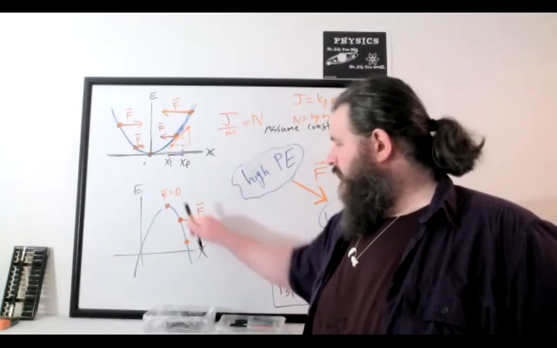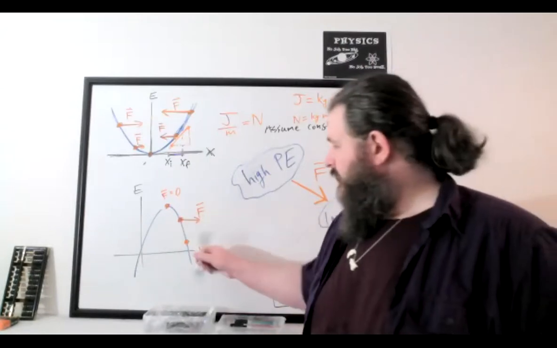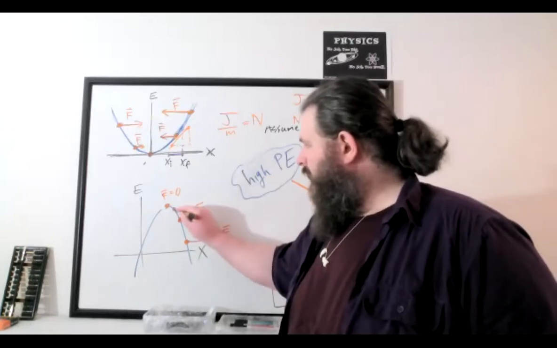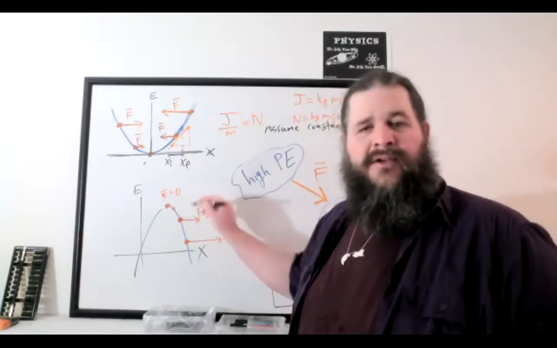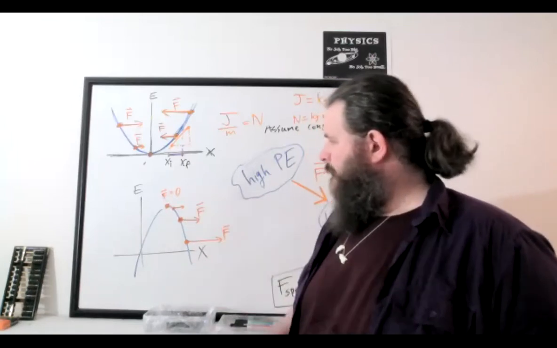Same thing here. It's still a negative slope, so we still get a positive direction force. But since it's steeper, we get an even stronger force. Or if we're up here, it's still a negative slope, so we still get a positive force, but it's a pretty flat slope, so we get a weak force.